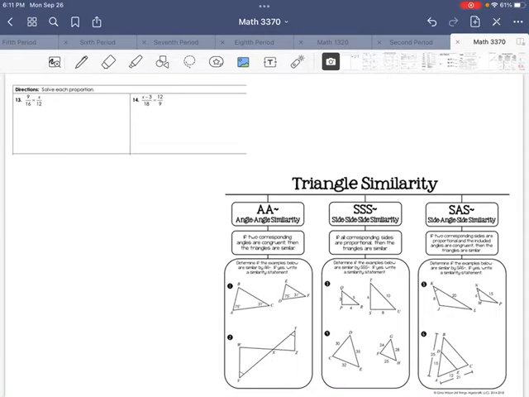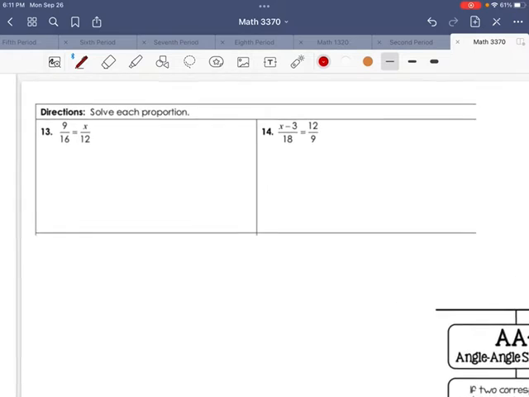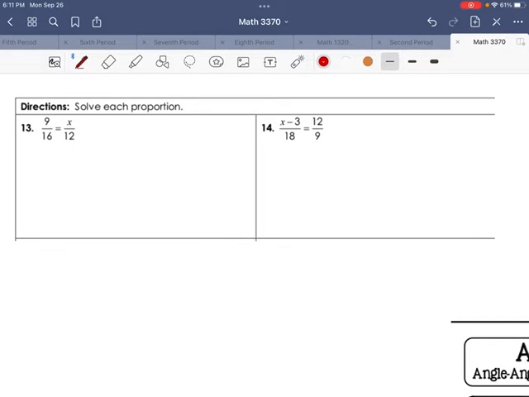Today we're going to talk about similar triangles and congruent triangles. So let's start with the similar triangles. To work with similar triangles, we need to remember how to solve a proportion. So I'm going to go over how we solve a proportion first, just to remind you of that real quick.